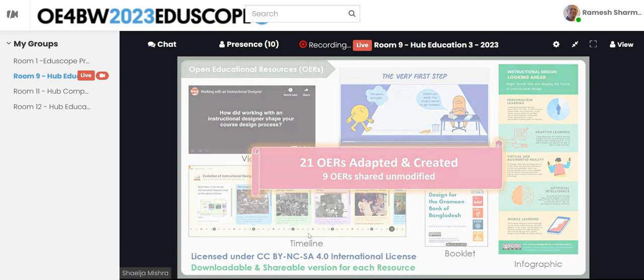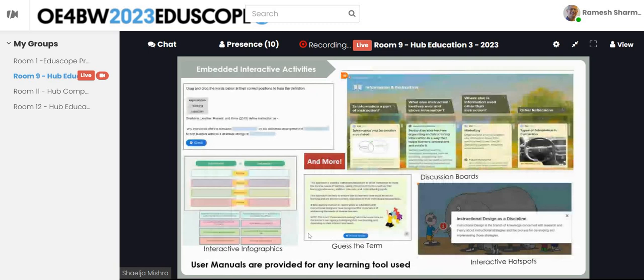Now, along with our OERs, we have many interactive activities, and all these activities were embedded in the flow of the course itself. So learners never have to be redirected or log into another tool. It's a seamless experience. They are always in the flow, and whenever a new tool is introduced, for example, a discussion board or interactive hotspot, user manuals are always provided in case the learner is new to it, so there is no issue in accessibility. For that, user manuals were provided.